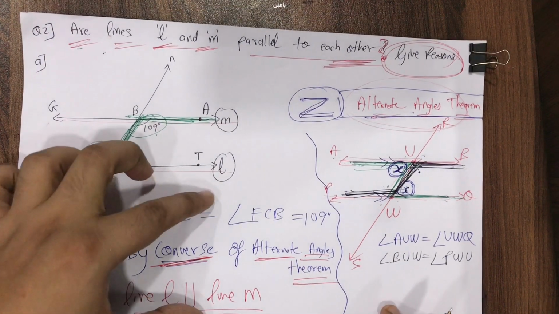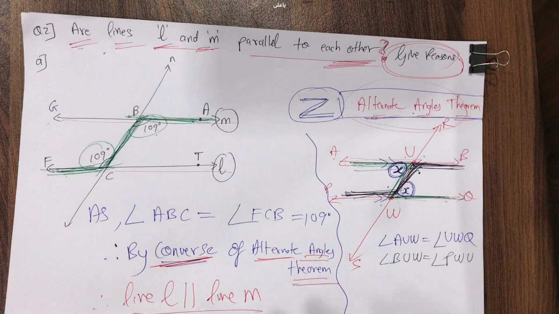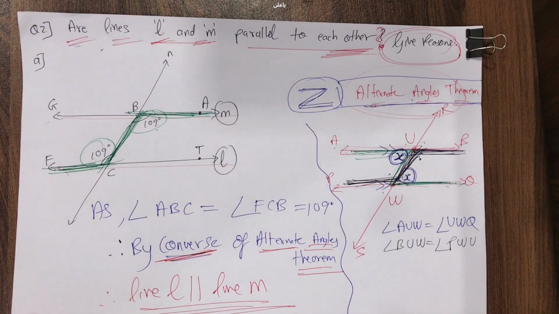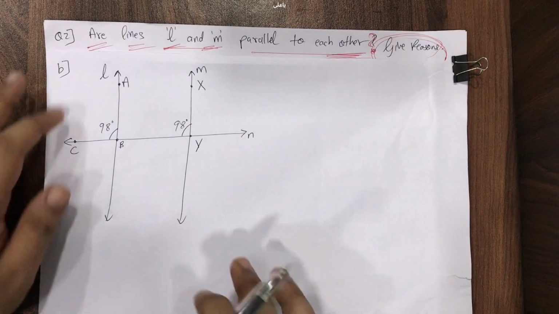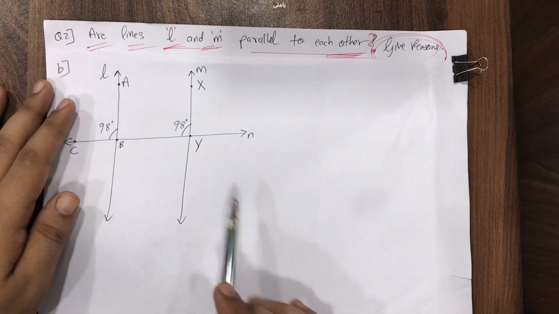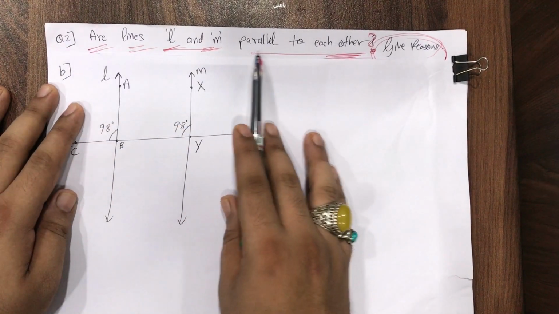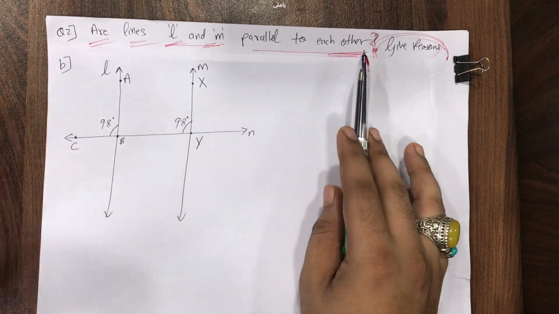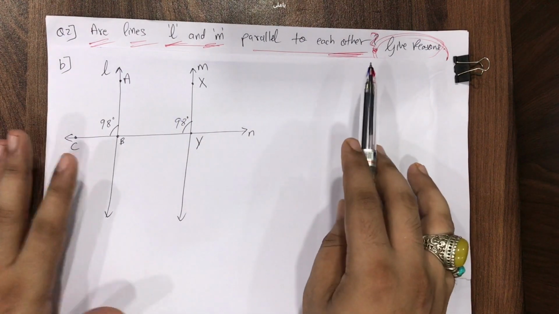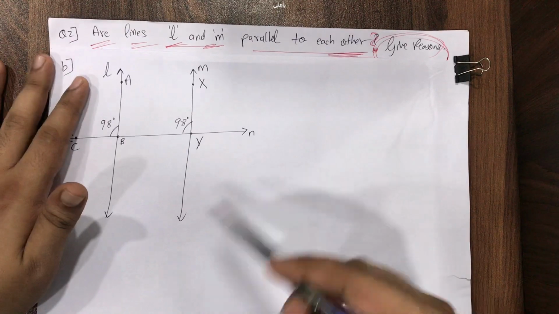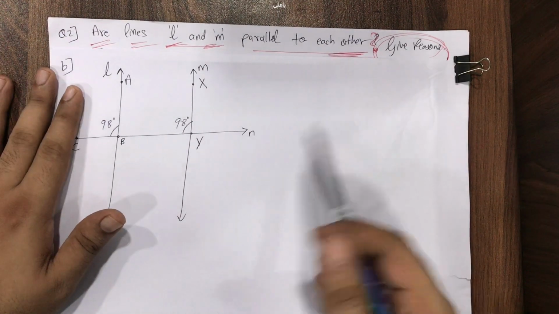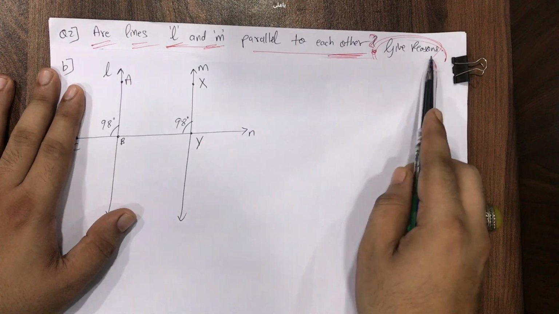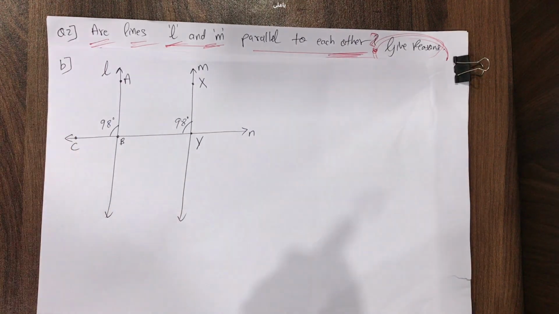Okay, this is the solution, but it's a conceptual solution. The diagram is given to you in the question. Please pause the video and do it first. Okay students, now please see here. Question number 2, the heading remains the same. Are lines L and M parallel to each other? They are asking us, they are not telling us. This is the question: find whether the lines are parallel or not and give reason for your answer.